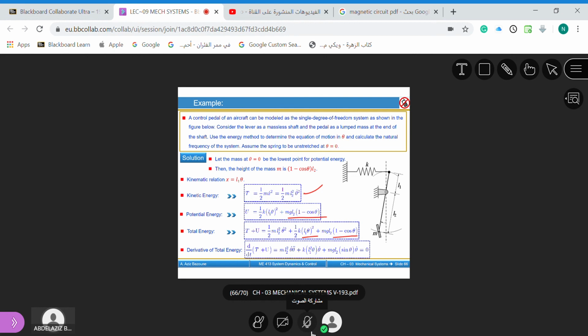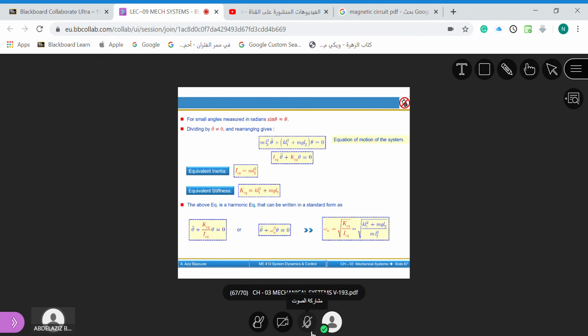Now, Shabab, this one is a nonlinear equation. If you arrange this, it's a nonlinear equation because of the term sine theta. But now what we will do is assume small motion. For small motion, sine theta will be equal to theta, for small motion in radians, it should be in radians. So if we assume small motion in radians, the equation can be written like this: M L2 square theta double dot plus K L1 square plus M G L2 times theta is equal to 0, and it can be written also in standard form.